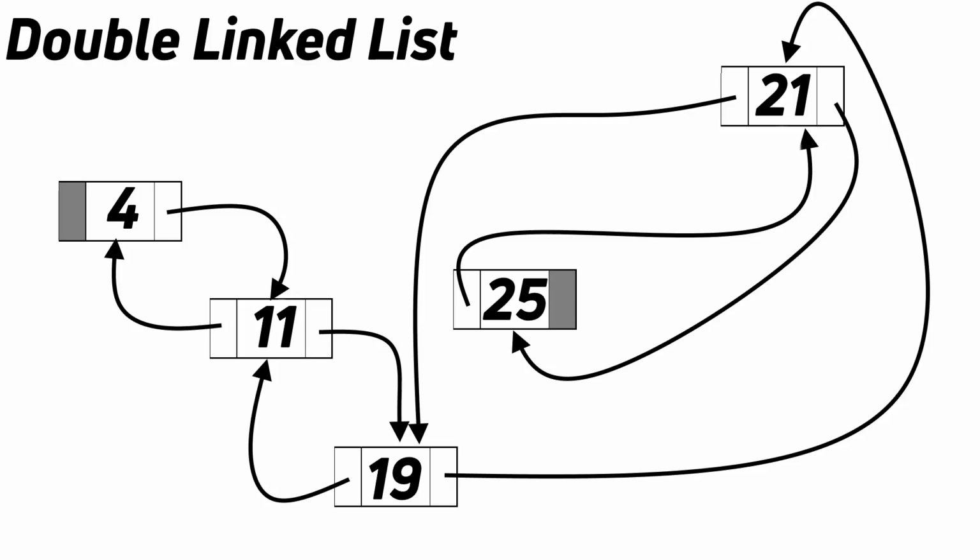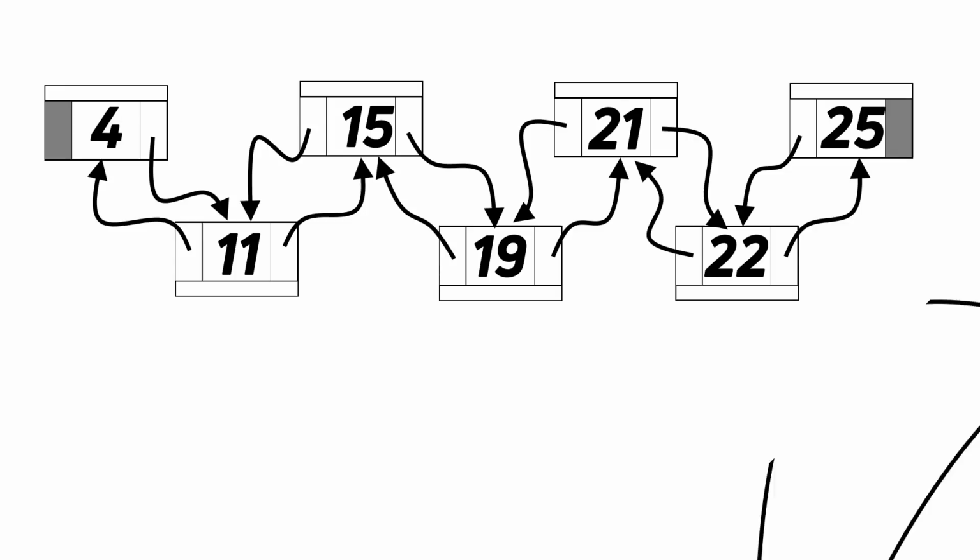So now 4 is still the beginning of the list, 25 is still the end of the list, but 4 points to 11, 11 points to 19, 19 points to 21, 21 points to 25, end of the list. Going backwards, 25 points to 21, 21 points to 19, 19 points to 11, and 11 points to 4.